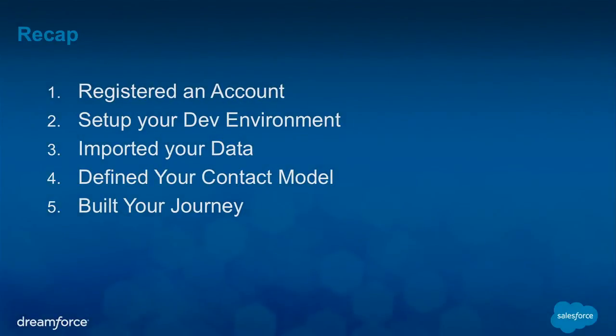So what have we done today? Well, we have registered an account. We set up a development environment. We imported some data. We defined our contact model, and we built a journey. I know that was a really rapid walkthrough. Again, you can read all about this presentation in the book Journey Builder for Apps. I'll give you the URL in just a second here. This is just a lightweight walkthrough of how you might use the API to achieve a very simple journey in your marketing campaigns. And that's about it.